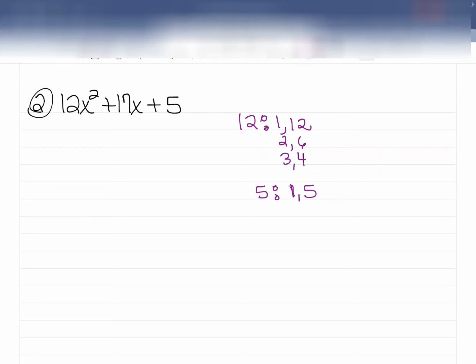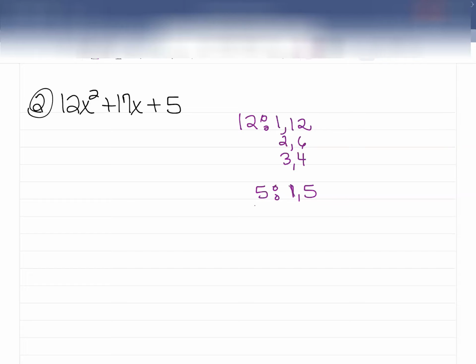So I've written down the problem, 12x squared plus 17x plus 5. I've written down the factors of 12, 1 and 12, 2 and 6, 3 and 4, and the factors of 5, 1 and 5. Now I have to go and set up my parentheses and play around. So now you have to decide which set you want to use first.